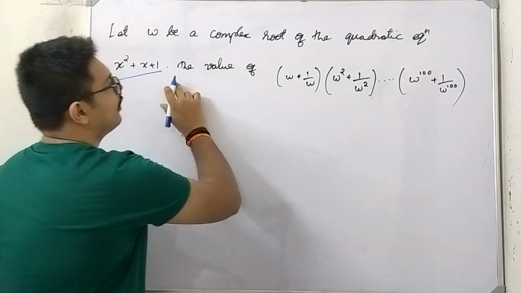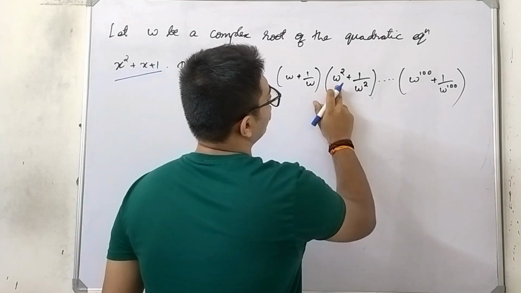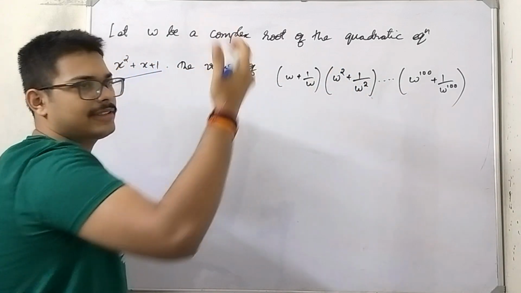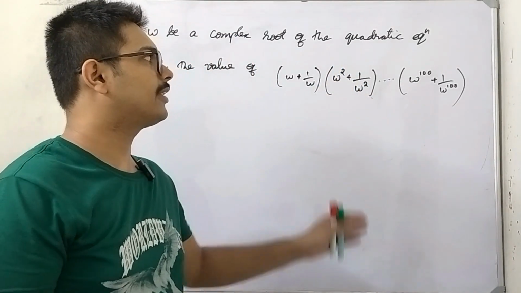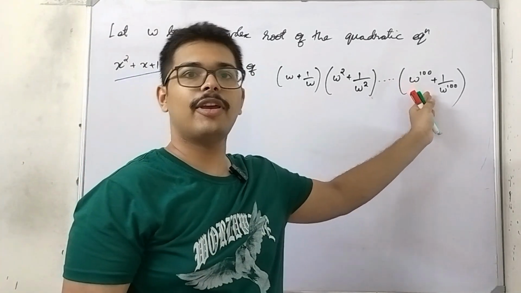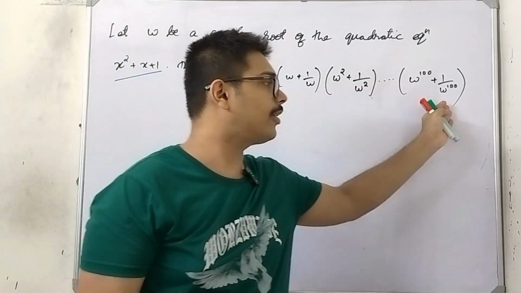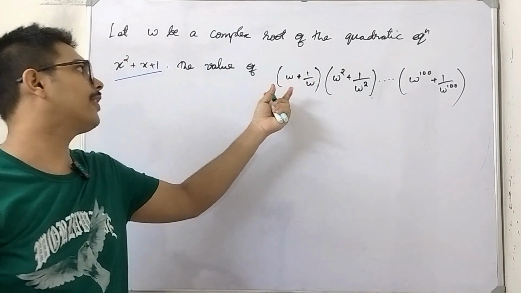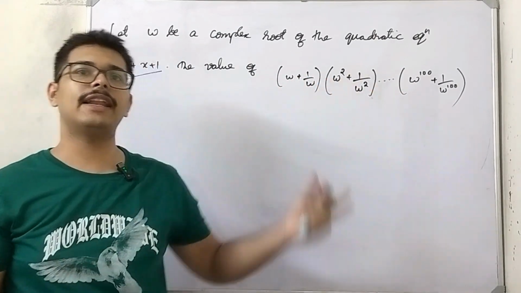Now, the value of (ω + 1/ω)(ω² + 1/ω²) times the next term, (ω³ + 1/ω³), plus and so on, up to (ω^100 + 1/ω^100). The powers go from 1, 2, 3, till 100.